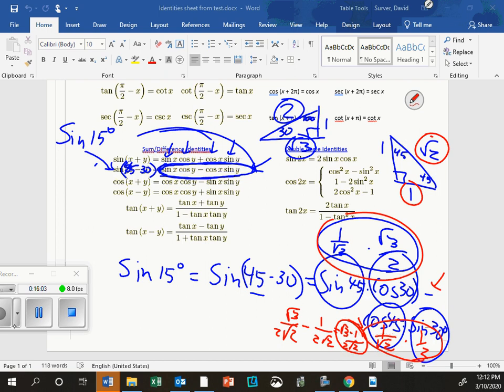Now let's do another one a lot like that. Any questions on that one first? Final answer was root 3 minus 1 over 2 root 2. Yes?